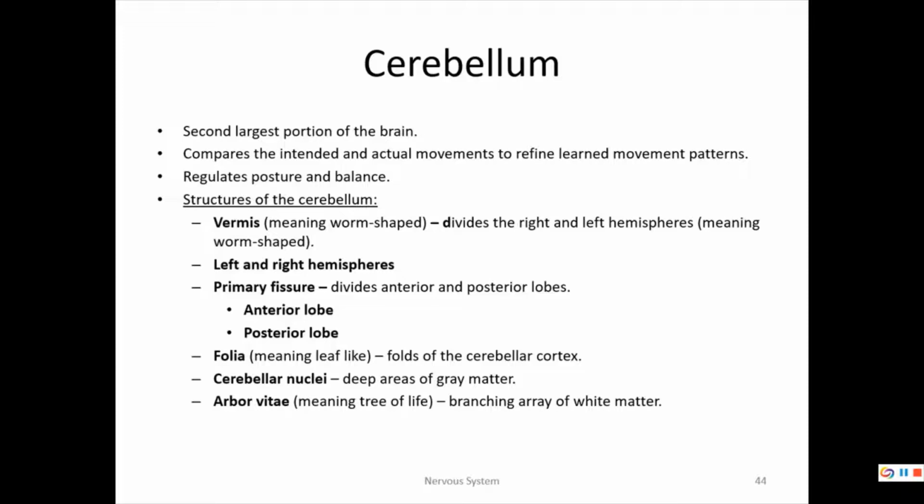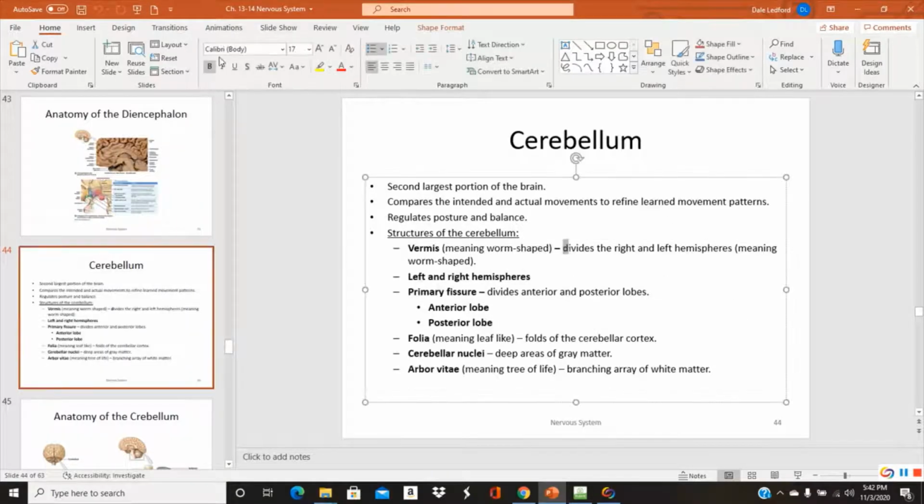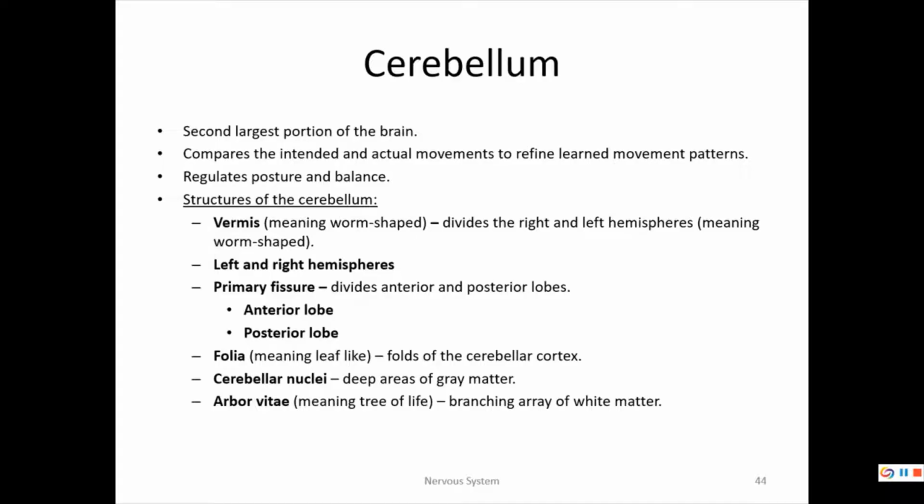So, all right. Now let's look at our cerebellum. Our cerebellum has a vermis, and I'm sorry that I left the D bold in there. It shouldn't be bold. There's no reason it's bold. The vermis is worm shaped. It looks like a caterpillar.